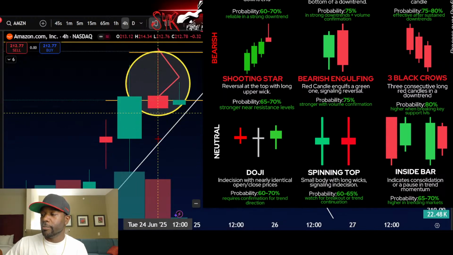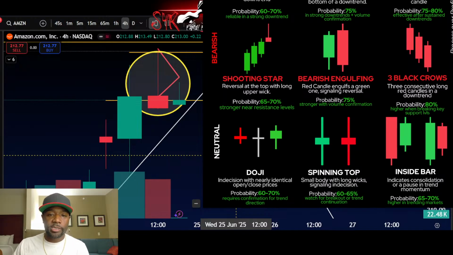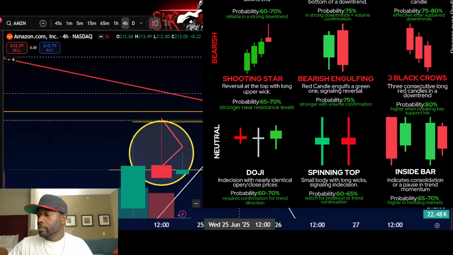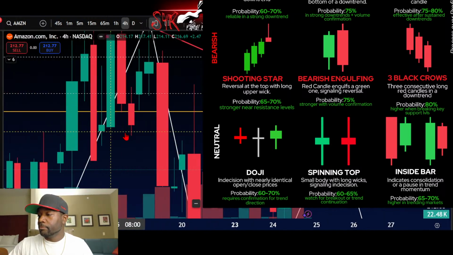Is that not a shooting star? Right? And what's that probability? There's a 65 to 70% chance that this is a reversal near a resistance level. And guess where we are? Is this not a resistance level? Potentially.